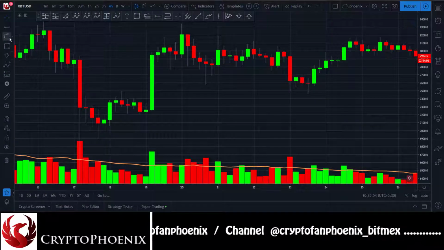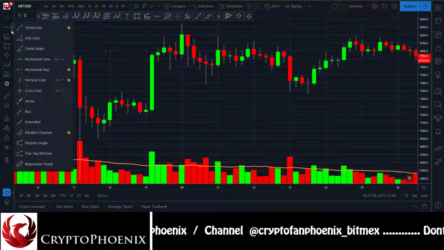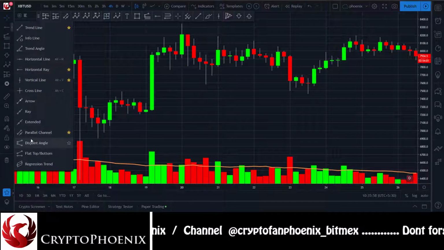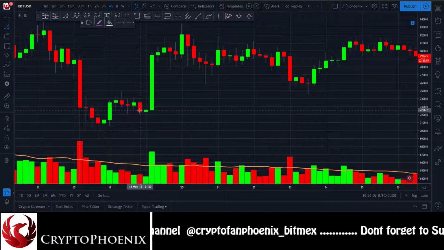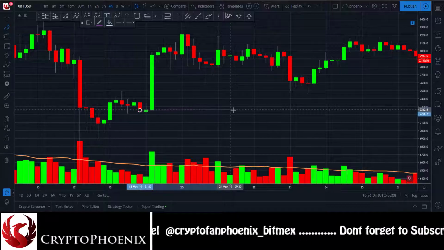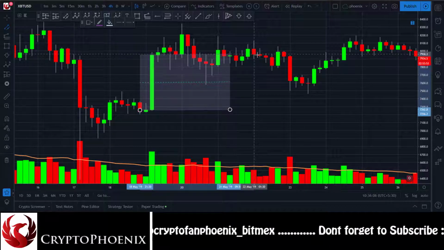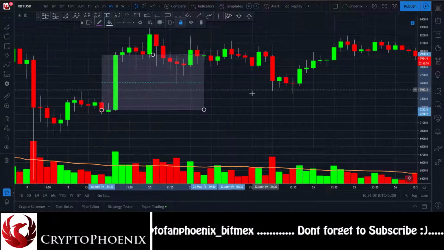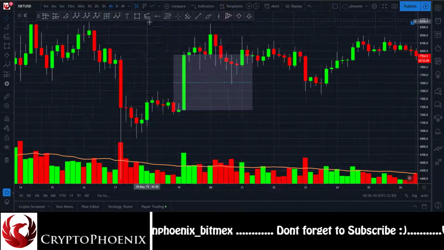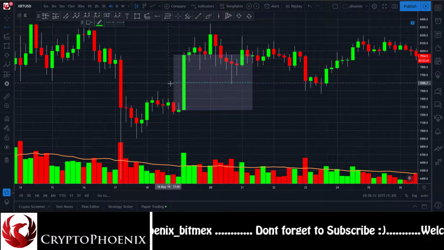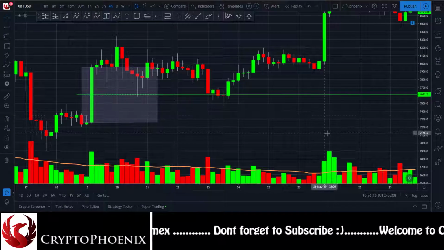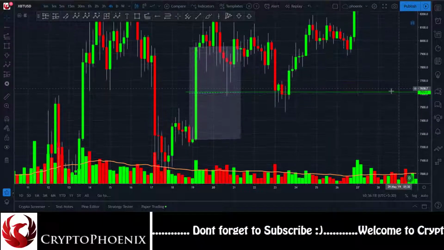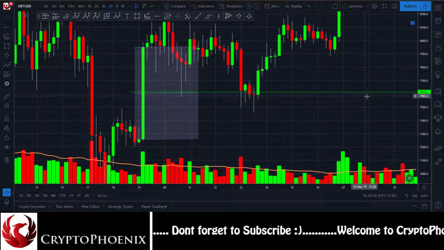So how to find this median line? Not a difficult task. Just take a parallel channel, drawn from body to body, and you can see it's acting as support here. You can see all over it is acting as support. Can you see that?